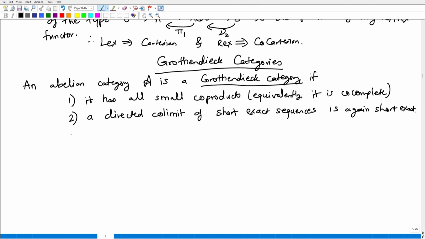Okay. Then these two properties do not have duals. And the third one is that it has a generator. Okay, so what is the meaning of generator? Generator means it's a separator, or equivalently it is a detector, a single object which is both separator and detector. So how do we do it? Let us recall it quickly. What is the meaning of a generator?